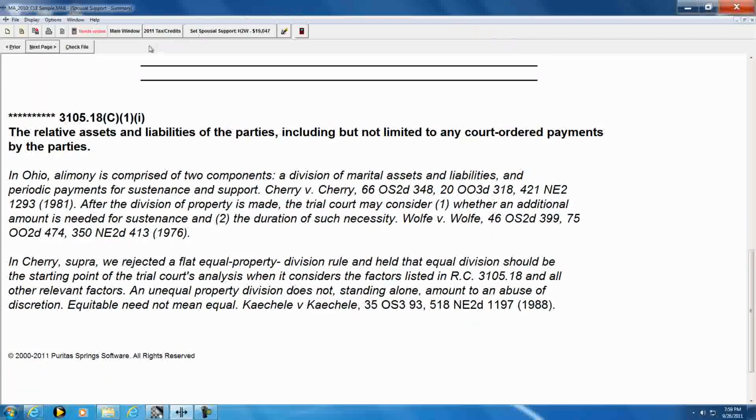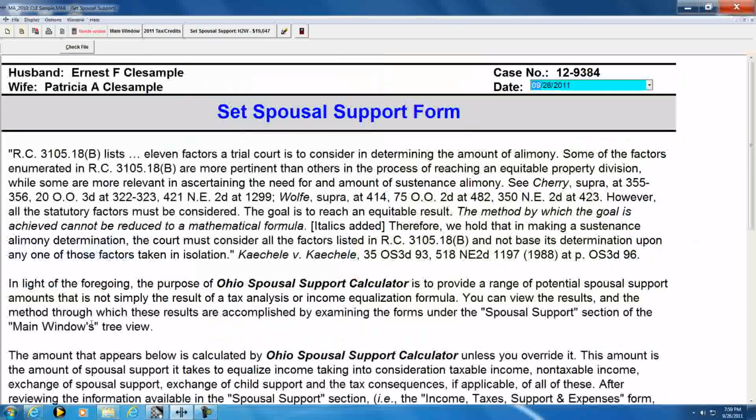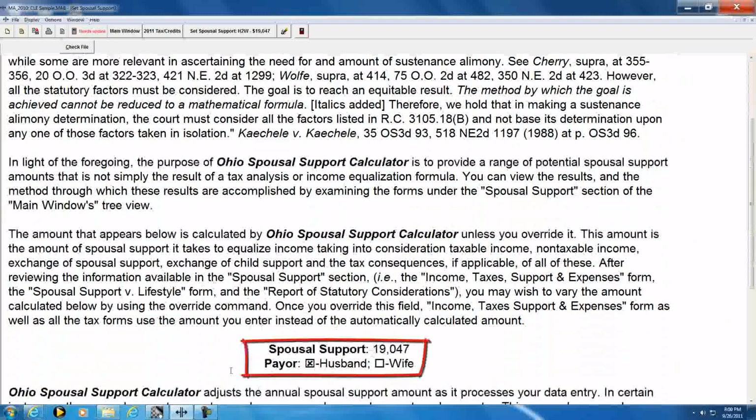With that, I'm going to return to the main window and show you the last item. It's the Set Spousal Support form. Click on that item or use the button on the button bar, and you'll see that this report has a brief discussion of the law, but more importantly, it has a few fields where you can set the amount of spousal support and set the obligor. This can be useful where the parties have come to an agreement on the amount of spousal support, and you want to make sure that the amount is equitable in terms of tax consequences and the parties' ability to meet their expenses. The set spousal support function permits you to override, that is, manually set, the spousal support amount that is going to be used by MA.